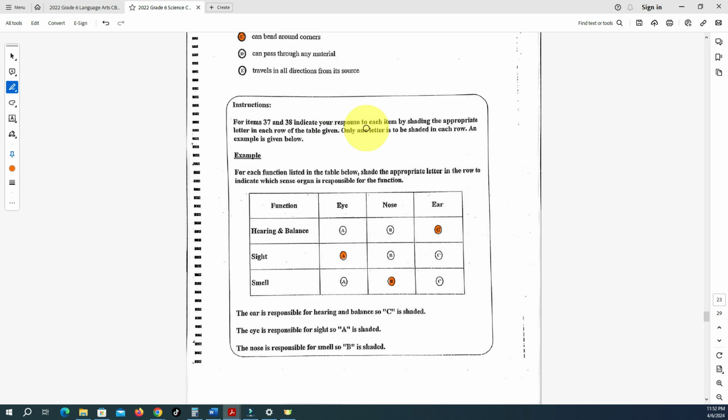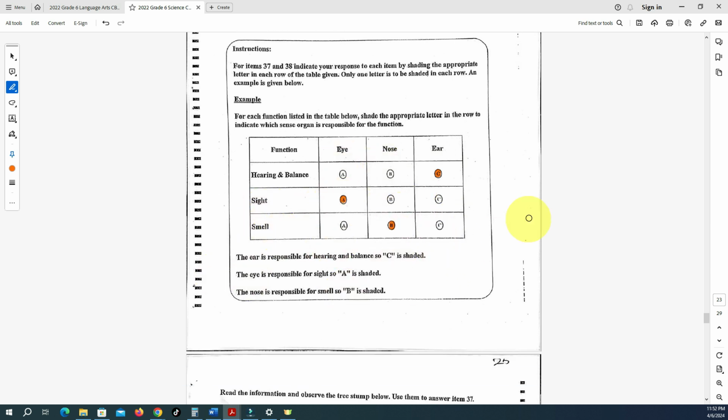Indicate your response to each item by shading the appropriate letter in each row of the table given. Only one letter is to be shaded in each row. An example is given below. So, hearing, so the function over here and the different organs over here. So, hearing and balance is definitely the ears, sight is the eye, smell is the nose. All right, so that's why we shaded those.